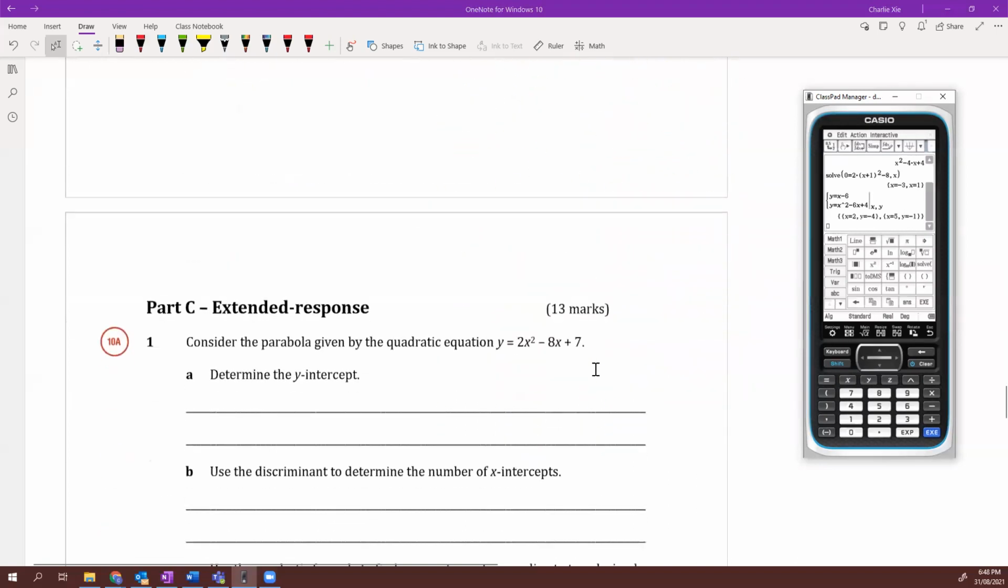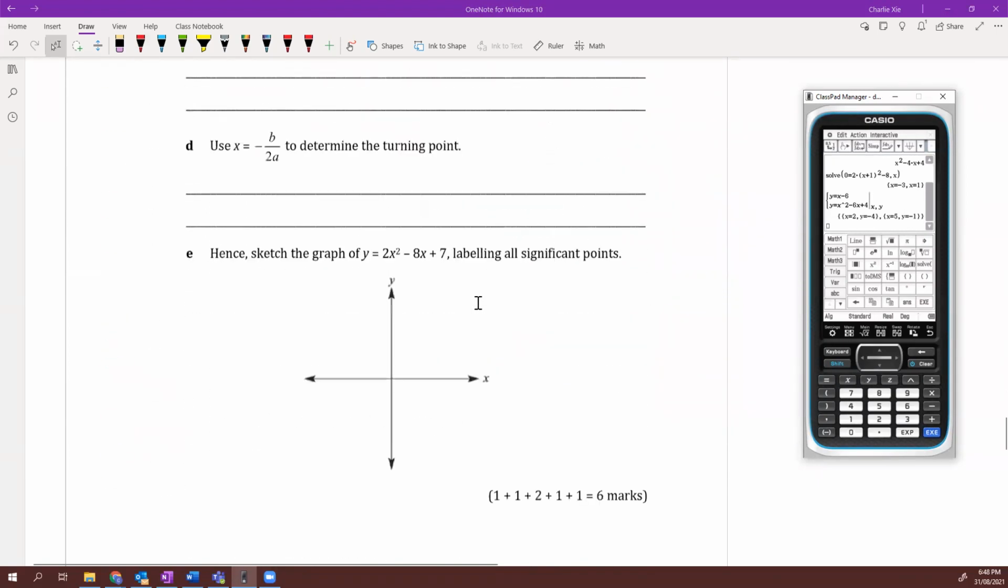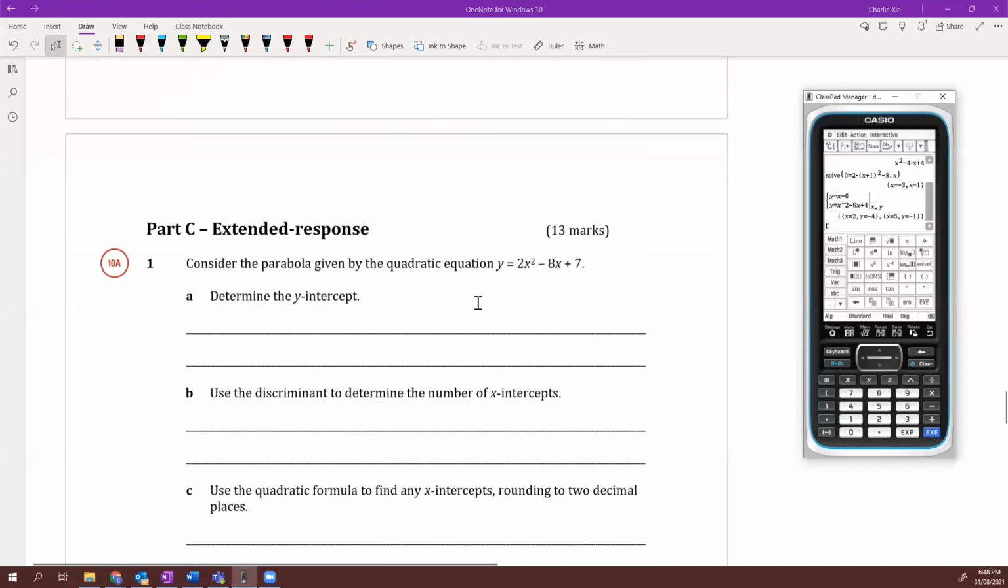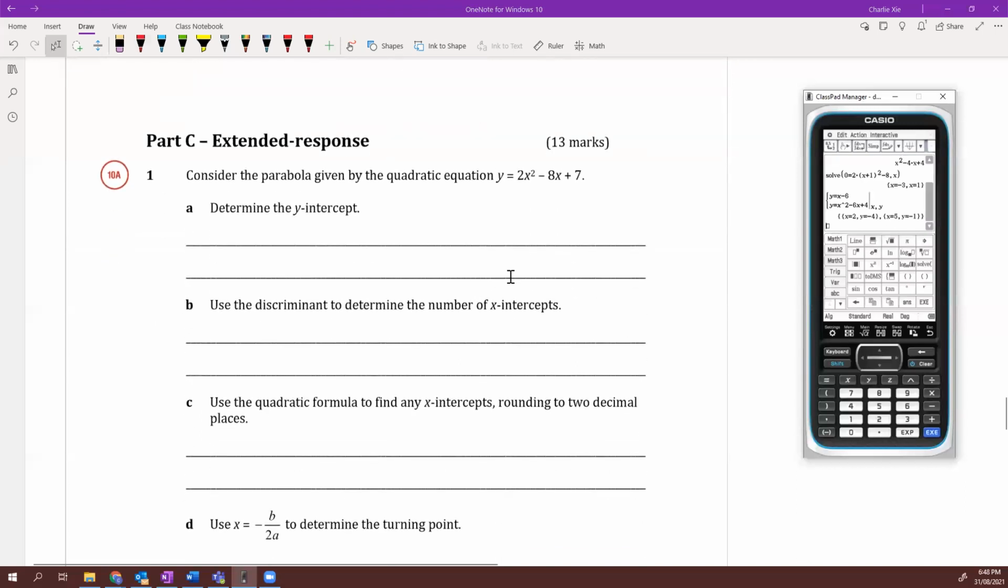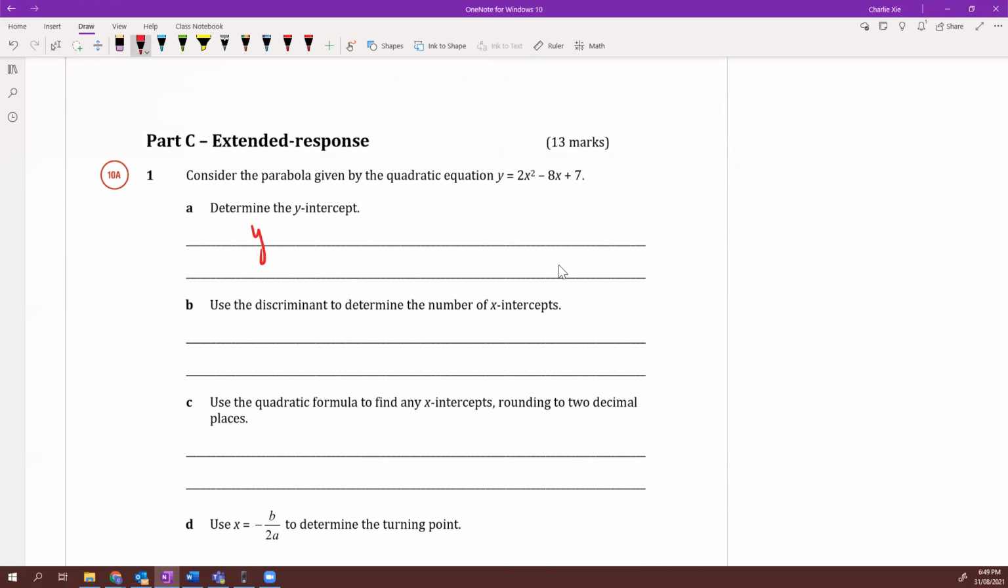All right. Last question. Is it the last question? No, second last question. Consider the parabola given by the quadratic equation y equals 2x squared minus 8x plus 7. Determine the y-intercept. For this one, you can state it straight away. Y-intercept equals 7. Let's add x equals 0. So the y-intercept is 7, which is your last term.